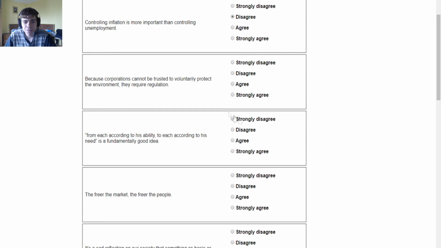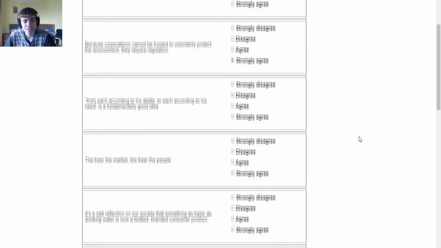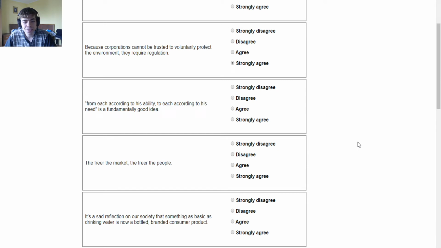Because profit-seeking cannot be trusted to voluntarily protect the environment, they require regulations. Strongly agree, and this has been pretty much proven. The environmental problems and global warming and climate change that is bearing down upon us, we can't really just trust that capitalism will solve it, at least not within reasonable time.